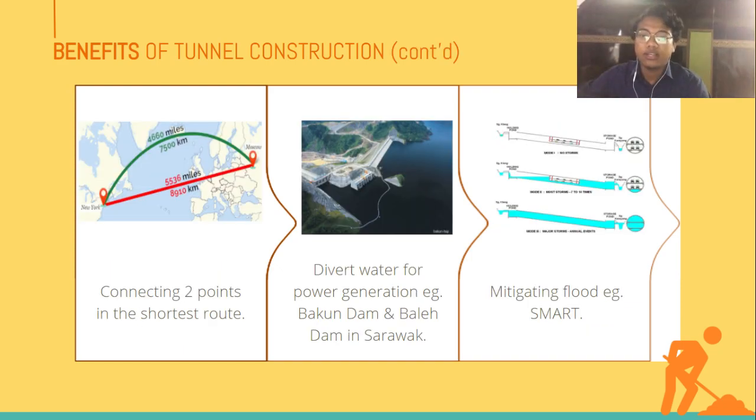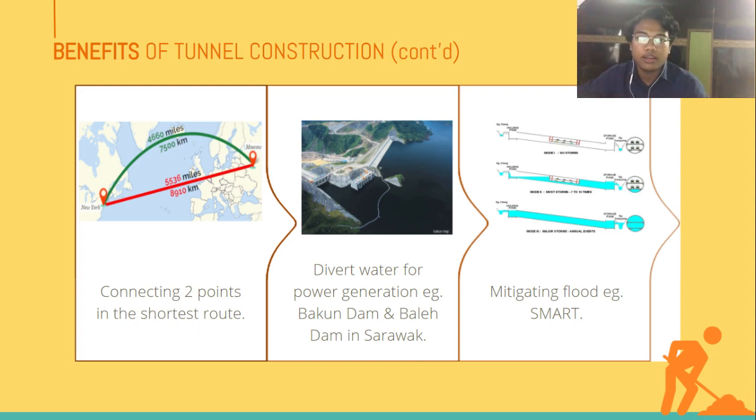Point number 4, connecting 2 points in the shortest route. The tunnel will serve as another route for motorists from one part of the city to another part. This will reduce the travel distance in the tunnel. For example, the tunnel route will take only 4 minutes compared to the existing route that uses a longer period of time.